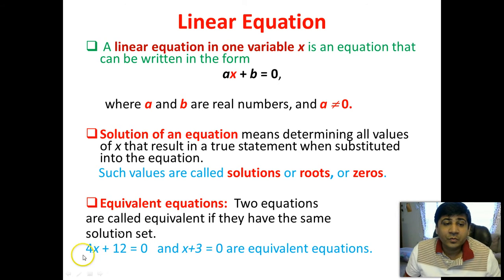For example, the two equations 4x plus 12 equals 0 and x plus 3 equals 0 are called equivalent equations because their solution is minus 3 in both cases. You will see how to solve these equations, but we'll just solve for x, move this 3 over, and this gives us minus 3 as the solution. And if you plug minus 3 into this one here, you will get minus 12 plus 12 equals 0. So this is a solution, going back to the definition.